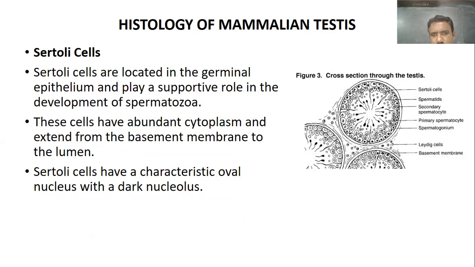The Sertoli cells are located in the germinal epithelium and play a supportive role in the developing spermatozoa. These cells have abundant cytoplasm, a huge amount of cytoplasm, and extend from the basement membrane to the lumen. Sertoli cells have a characteristic oval nucleus with a dark nucleolus.